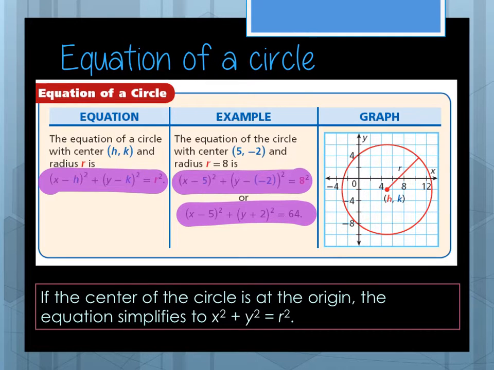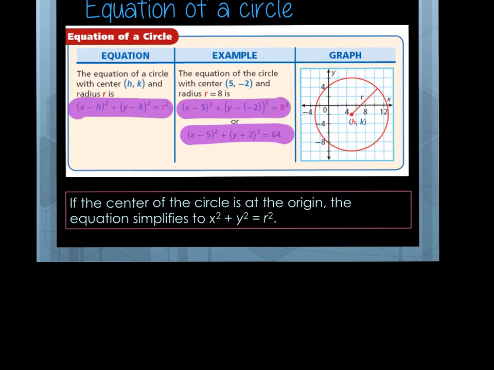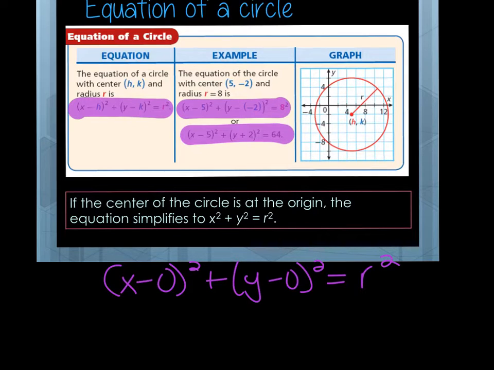You'd plot a point at the center, and then count up, left, down, and right, 8 units, and connect your points. And then that bottom part just says, if the center of the circle is at the origin, then the equation simplifies to x squared plus y squared equals r squared. In other words, you don't need to write it as (x minus 0) squared plus (y minus 0) squared equals whatever the radius is squared. That should simplify to get rid of your zeros, and then you would write it like this with a number in the place of the r squared.